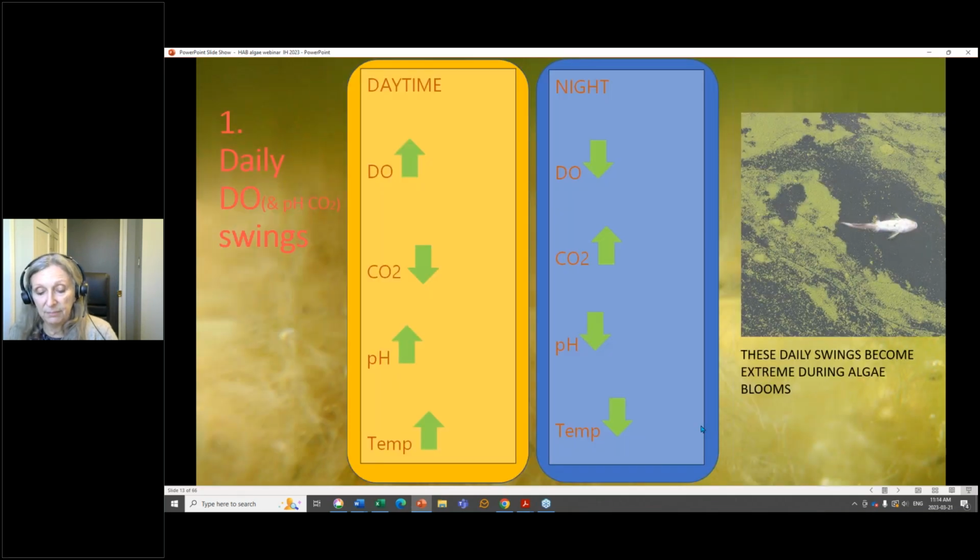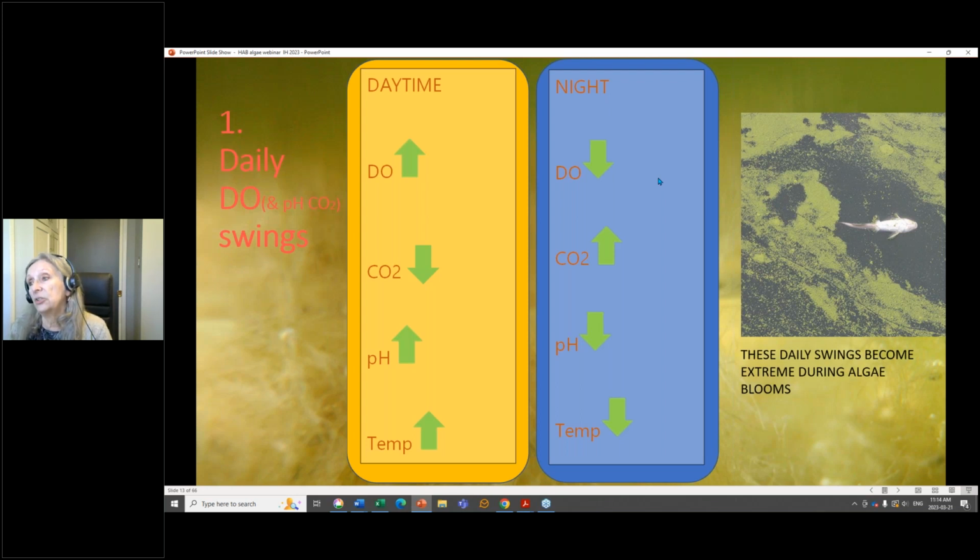Algae are plants, so they are photosynthetic. During the daytime, they produce oxygen, a lot of it, and they consume carbon dioxide, dissolved carbon dioxide, and that raises pH. And of course, during the daylight, water temperatures are likely to rise. But at night, these same plants are respiring. So they are consuming dissolved oxygen, releasing carbon dioxide, and thereby lowering pH. These can produce really, really large dissolved oxygen and pH swings.